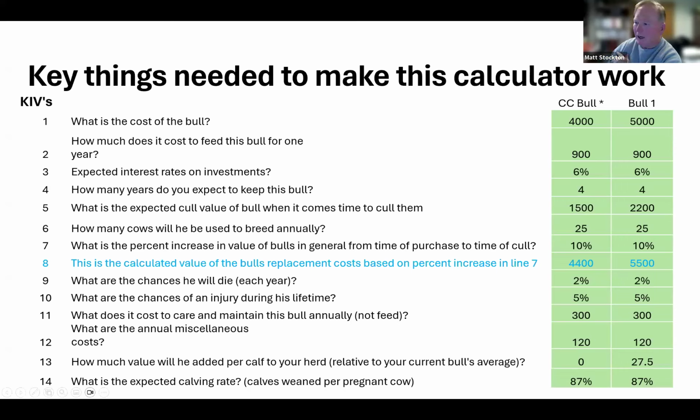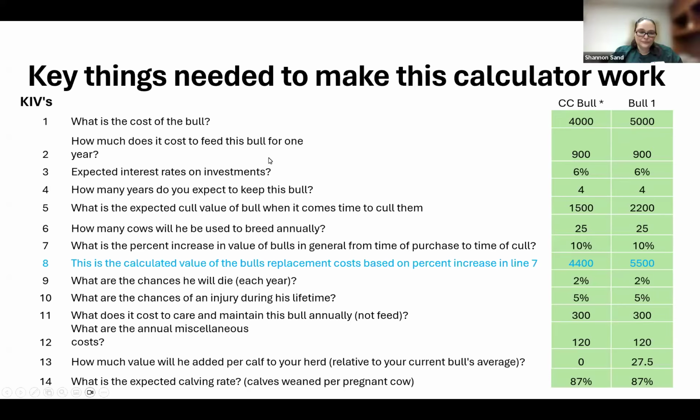So in other words, we've got two bulls here. We've got your current bulls, which you figured you would have paid about $4,000 on average for. And now you're thinking about buying a $5,000 bull, and that's where you'd put the $5,000, because these squares are where you would enter that.